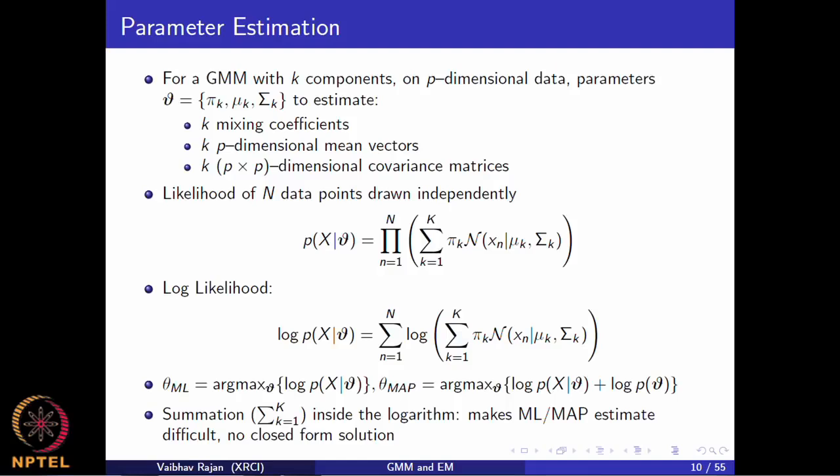This gives us a lot of problems. If you go by just differentiating this and equating it to 0, the standard route what you probably did for normal distribution, this summation is going to cause problems and you are not going to get a closed form solution, because you can't easily differentiate this. That is one of the main problems for estimating the parameters of a Gaussian mixture.